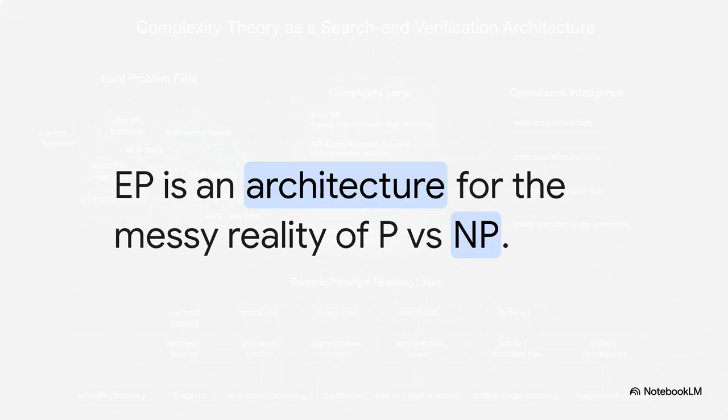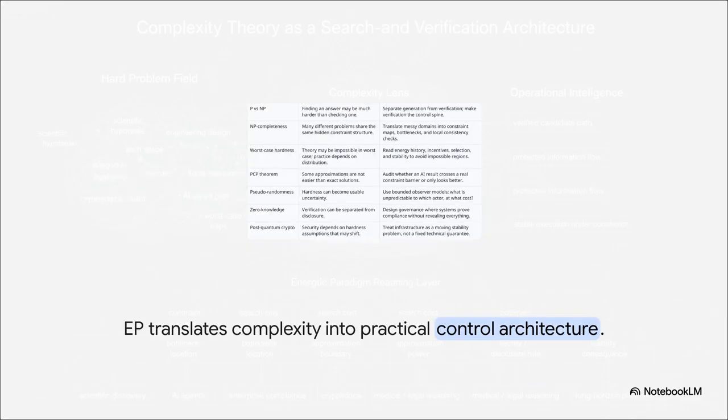EP is a complexity-aware reasoning architecture. It uses those exact forces we just talked about, cost, selection, and history, as a practical guide to navigate the messy reality that P versus NP exposes. This framework brilliantly illustrates how all this theoretical math actually translates into concrete action.